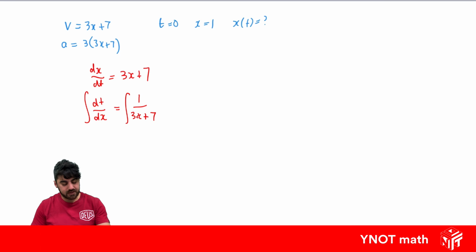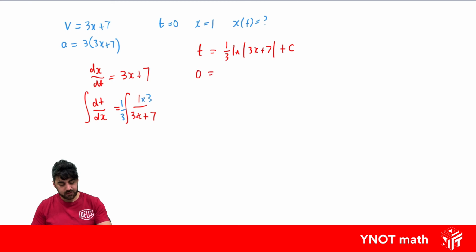So the integral of dt/dx is just going to be t. So again, you can imagine the dx on the other side. And now the integral of this looks like it's going to be a log because the derivative of all this is just 3. And we can easily multiply by 3 in the numerator and multiply by a third on the outside. So the integral of the right hand side is just going to be a third times the natural log of the absolute value of 3x plus 7 plus a constant. We can use our initial conditions to figure out that constant.